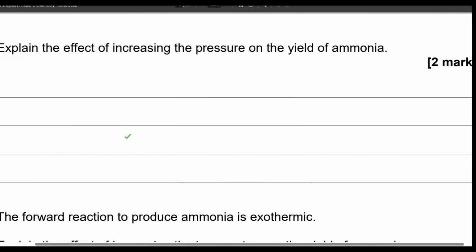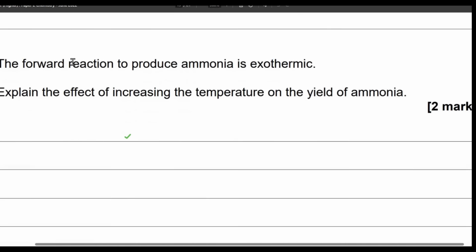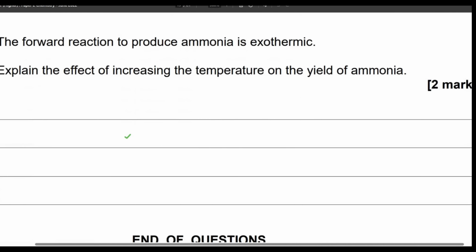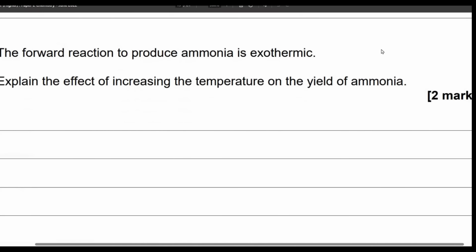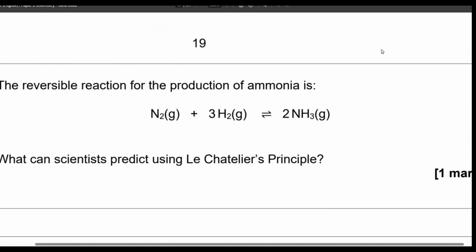The forward reaction to produce ammonia is exothermic. So the forward reaction gives out heat. Explain the effect of increasing temperature on the yield of ammonia. Let's go back up, people. So what they're telling us is that this is exothermic, and if the forward reaction is exothermic, then the backwards reaction is endothermic. We always name reactions. So the Haber process, which is this reaction, is an exothermic reaction. We always call them by their forward reaction.